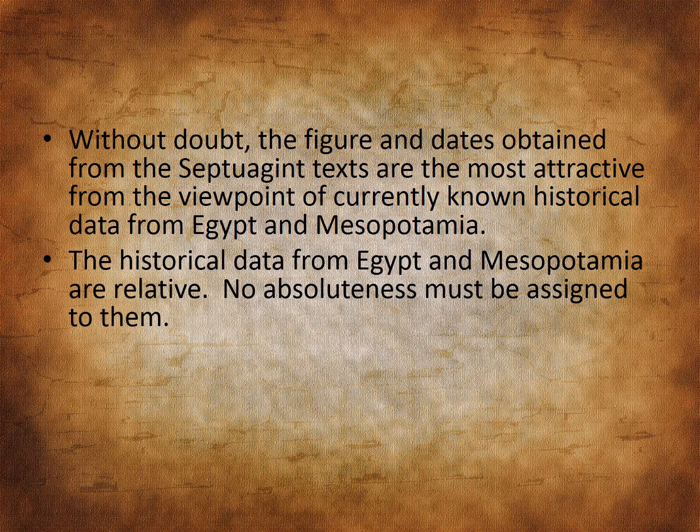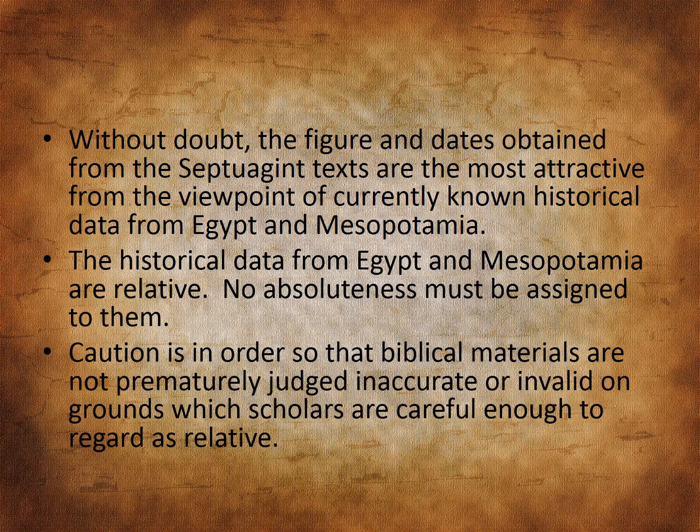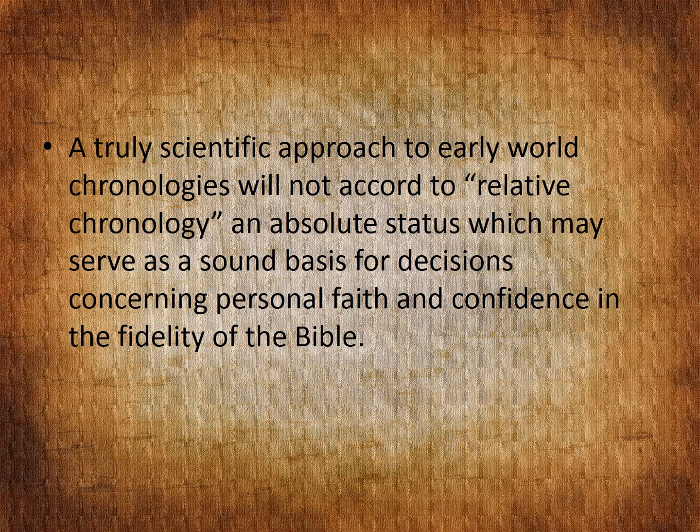But the historical data from Egypt and Mesopotamia are relative. No absoluteness must be assigned to them. Caution is in order so that the biblical materials are not prematurely judged inaccurate or invalid on grounds which scholars are careful enough to regard as relative. A truly scientific approach to early world chronologies will not accord to relative chronology an absolute status which may serve as the sound basis for decisions concerning personal faith and confidence in the fidelity of the Bible.